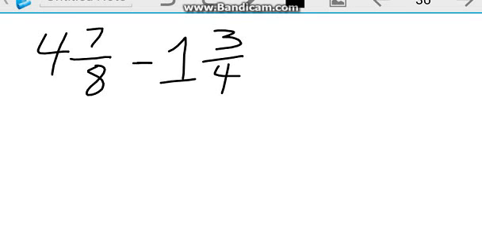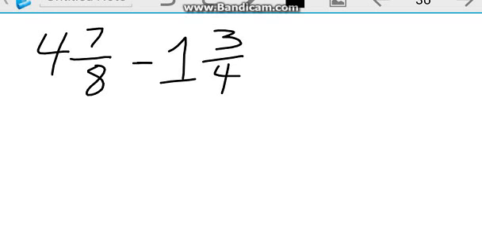Hello everyone. In this video we are going to be adding and subtracting fractions. So for this example here we have 4 and 7/8 minus 1 and 3/4.